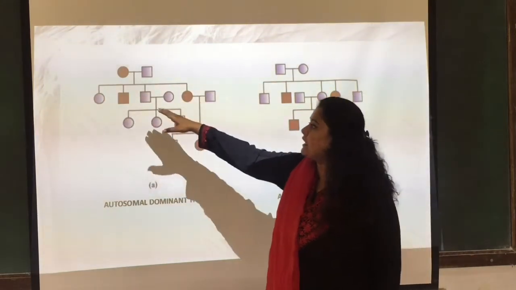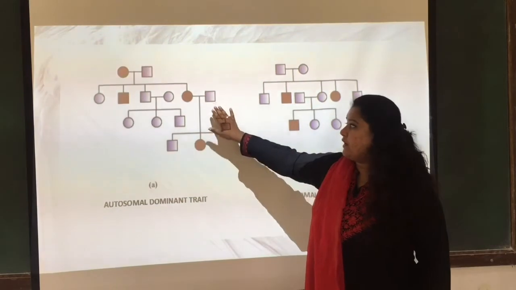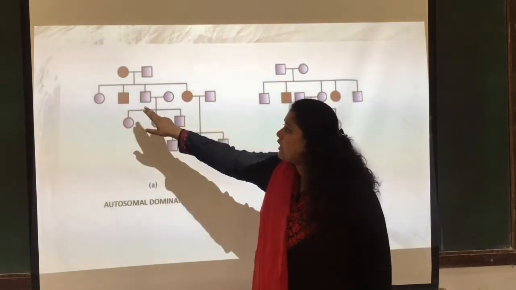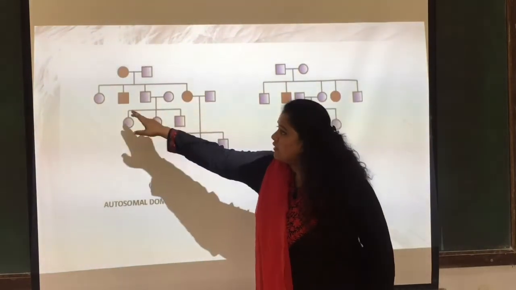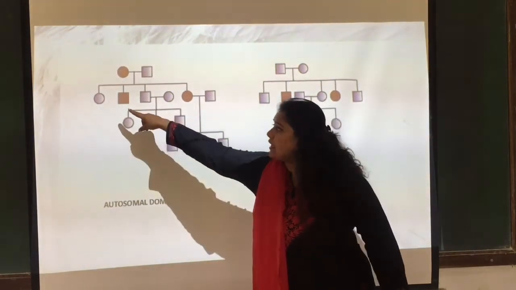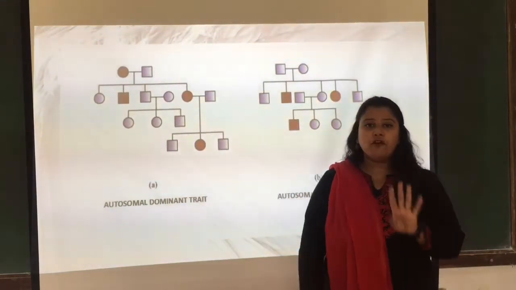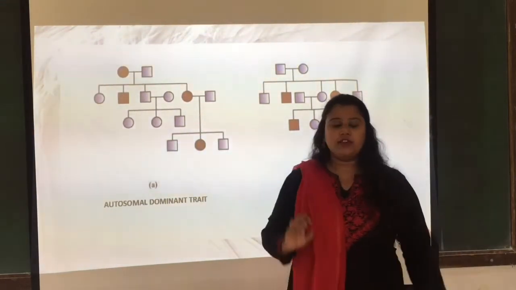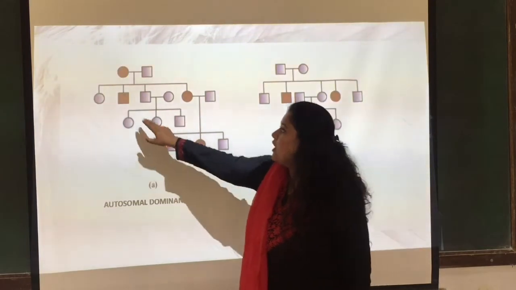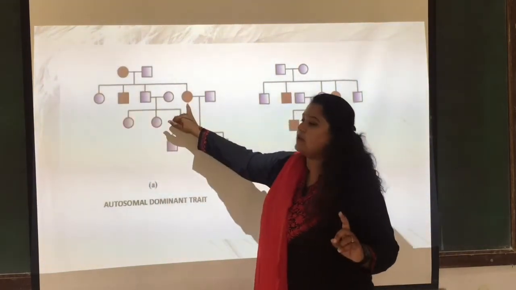So it is being passed, this particular... daughters, right? This is one daughter, this is second daughter, and the two sons, right? So this couple is having 4 children, 2 males and 2 females, right? Amongst them, one male is affected and one female is affected, right?